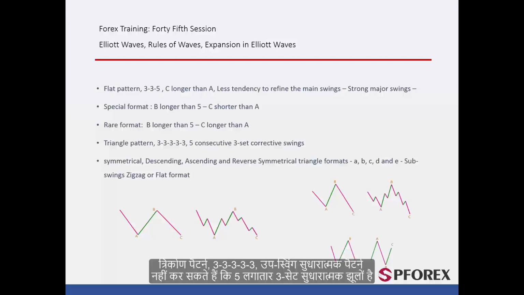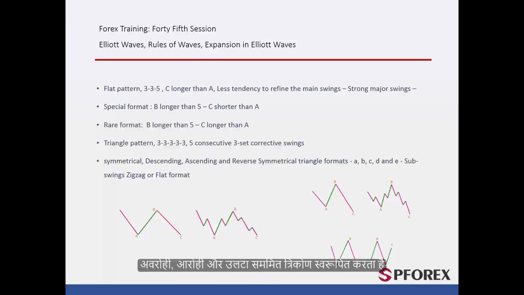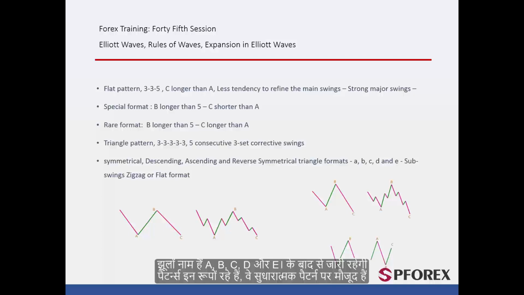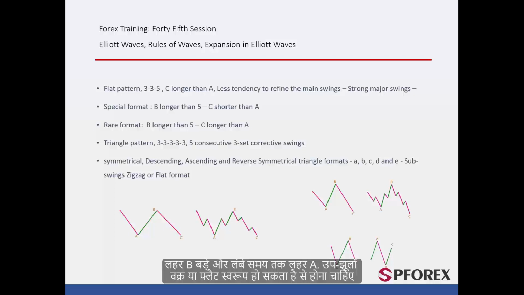Triangle pattern. 3-3-3-3-3 has 5 consecutive 3-set corrective swings. That subswing may not have corrective pattern. Just like a triangle pattern, the consecutive waves and swings form symmetrical, descending, ascending and reversal symmetrical triangle formats. Swings are named A, B, C, D and E. Since these forms are continual patterns, they are present on corrective patterns. Wave B must be larger and longer than wave A.